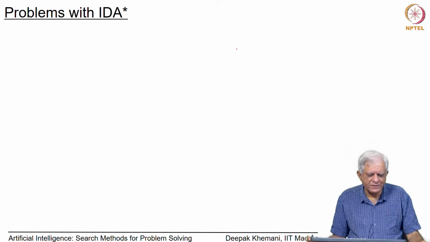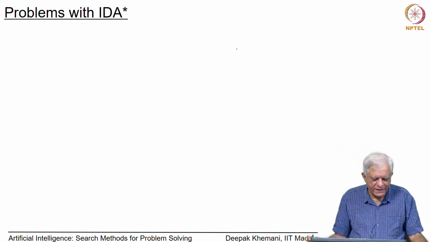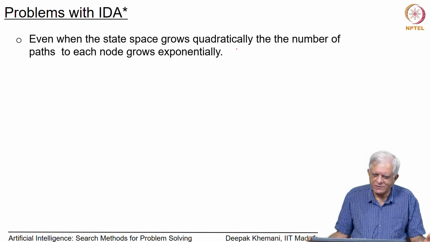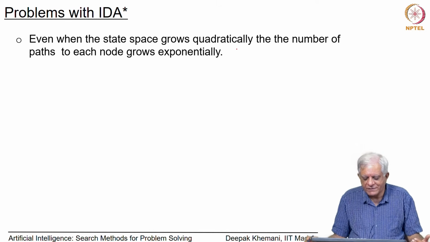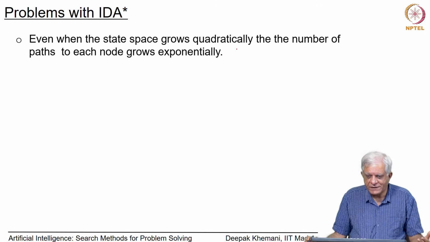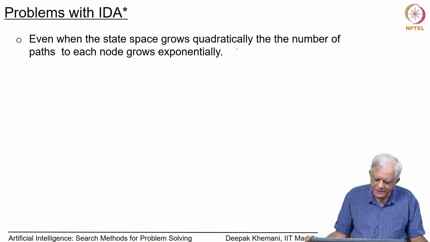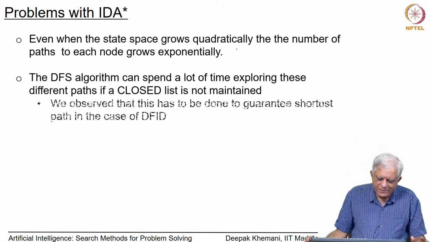Now, that can lead to problems of its own, as you can imagine. Even when the state space grows quadratically, which means that you are looking at a city map or something, where the area increases as your search space increases, which is the square of the length, then the number of paths to each node will grow exponentially, because it is a combinatorial problem, and we will see that this same combinatorial problem will crop up when we are talking about sequence alignment, which is one reason why we will focus on space saving algorithms.